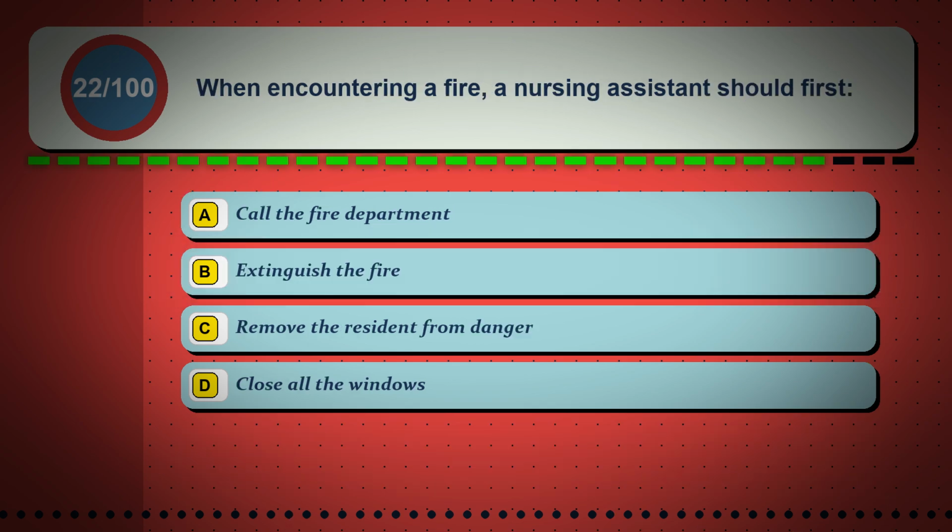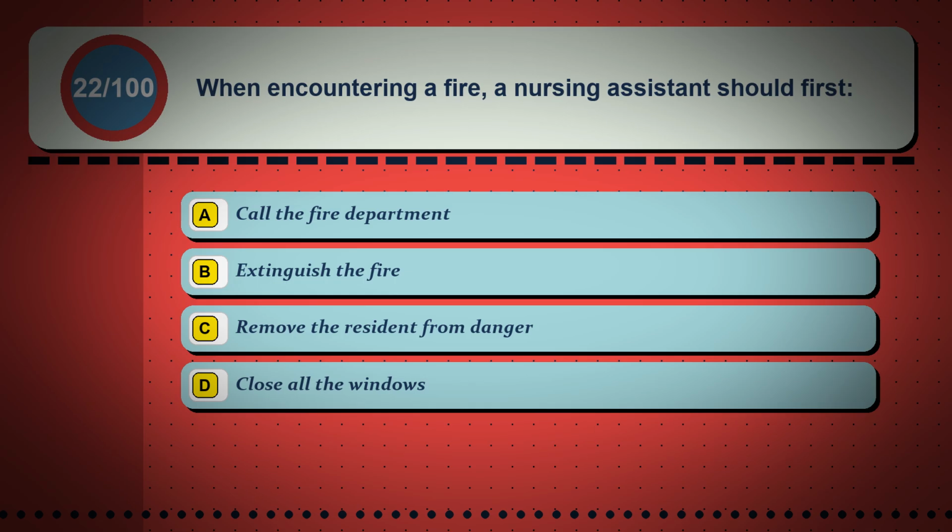Question 22. When encountering a fire, a nursing assistant should first: Option A. Call the fire department. Option B. Extinguish the fire. Option C. Remove the resident from danger. Option D. Close all the windows.